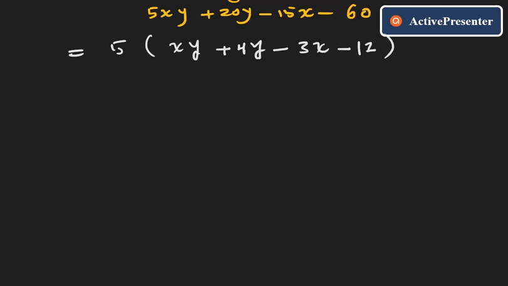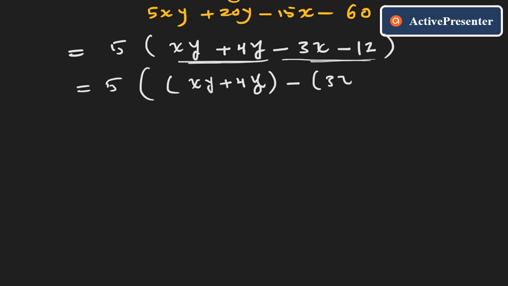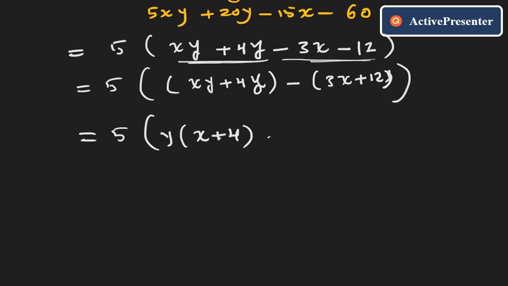Okay, now can we do something? It is not a binomial, it is not a trinomial, let's see if it can be grouped. How can we group this? If we group these two together and these two together, here we have xy plus 4y, and here we have minus 3x plus 12. Now take the greatest common factor out of this. We can say it is y, right? Then we will be left with x plus 4, right? Here, if we take the greatest common factor as 3, we would have x plus 4.